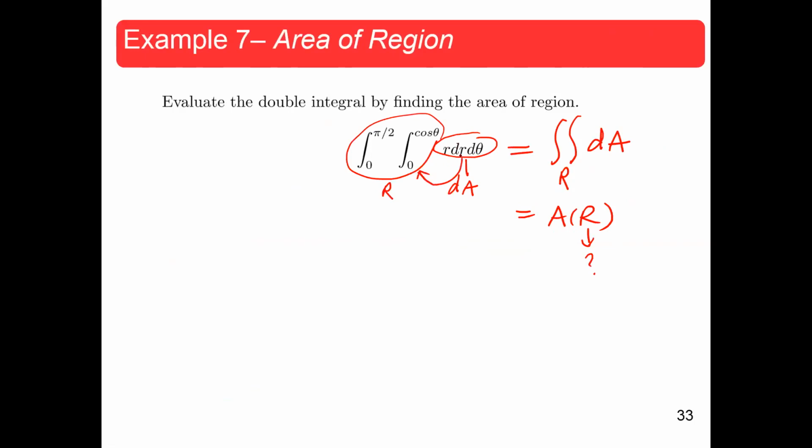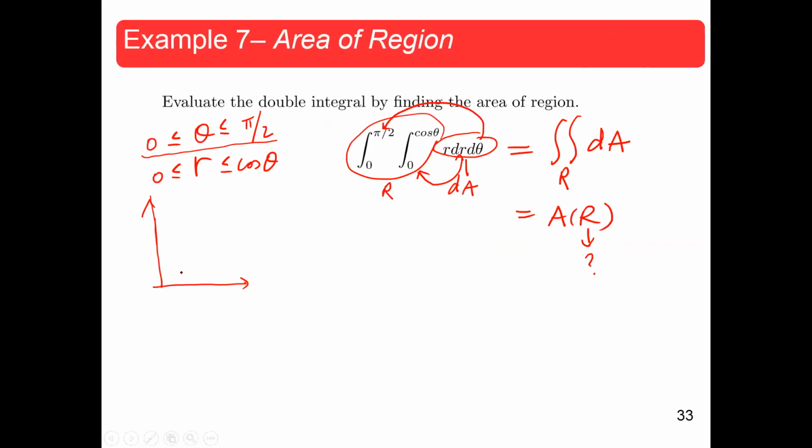We have radius. First of all, let's discuss the radius. Radius is between 0 and cosine theta. Theta is between, read the theta. Theta corresponds to the outer layer. So theta is from 0 to pi over 2. Okay, so let's see what kind of region this is. First of all, it's easy to see the theta. Theta is between 0 and pi over 2. It's going to be in the first quadrant, right, from 0 to pi over 2.